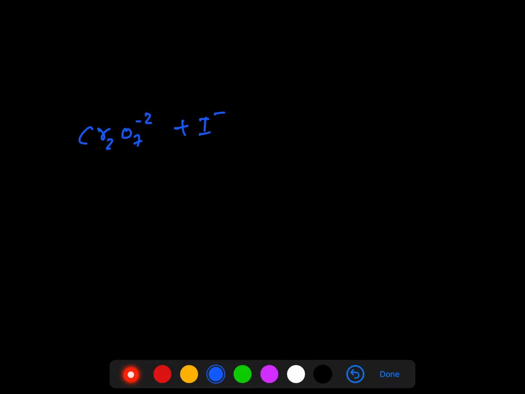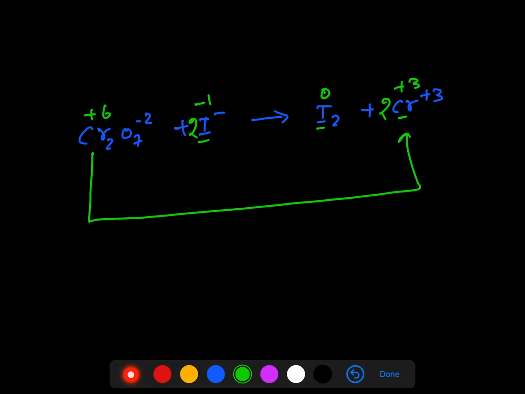Cr2O7^2- plus I- gives us I2 plus Cr^3+, right? So let's once again assign the oxidation numbers: +6, -1, 0, and +3. Balance those atoms which are undergoing change. So chromium is balanced, iodine is balanced, right? Now calculate the change per molecule.